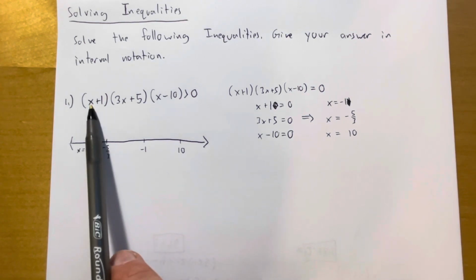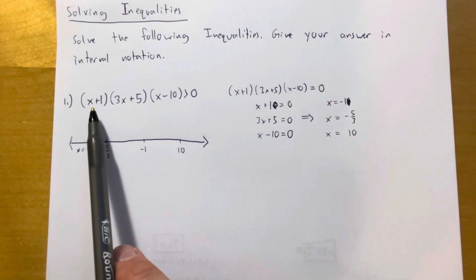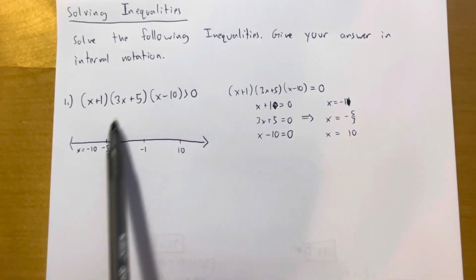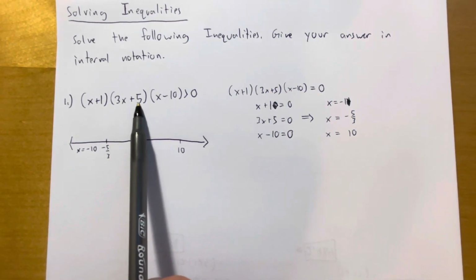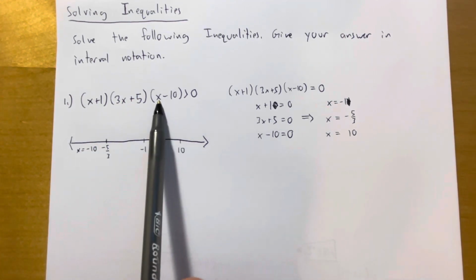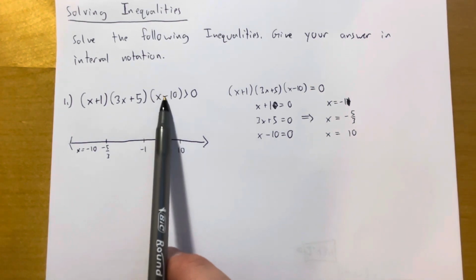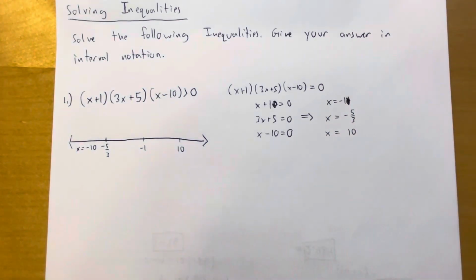Plugging a -10 in for x here, -10 plus 1 is negative. It's -9, but more importantly, it's negative. Plugging a -10 in here, I get -30 plus 5. Definitely negative. Okay, so I have a negative and a negative. Here I get -10 times -10, that's a -20, so definitely a negative number. All three of these come out negative.